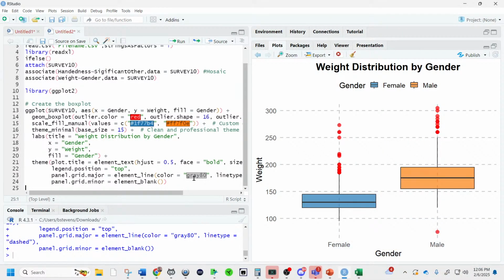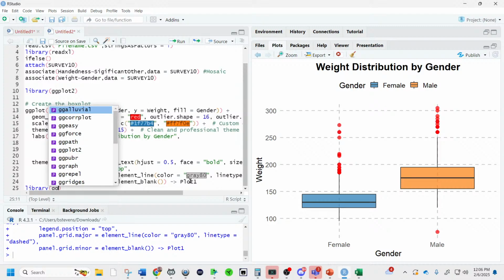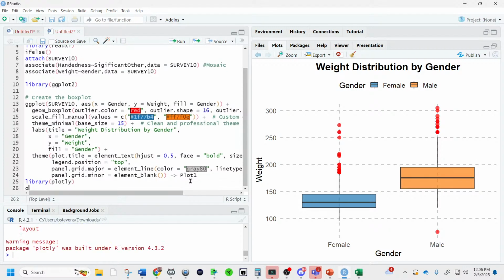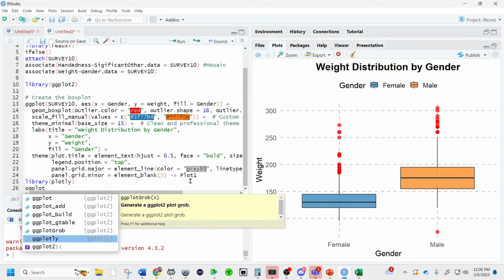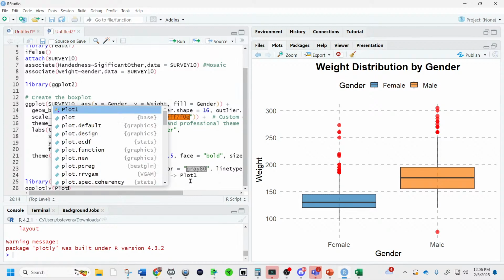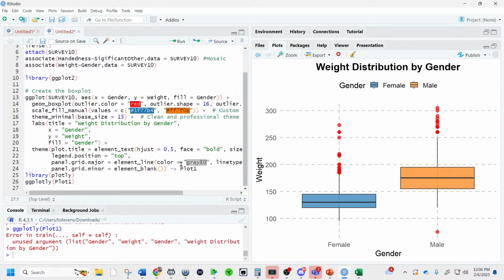It's even better yet. We can make this an interactive graphic, which you can't knit. I'm going to call it plot one. Stored into plot one, library plotly, and then ggplotly. This can be an HTML graphic. You can turn in HTML files, so that's an option. And really, ooh, it doesn't work. Unused argument. Over here. And make this work. I don't know why it's mad about that.